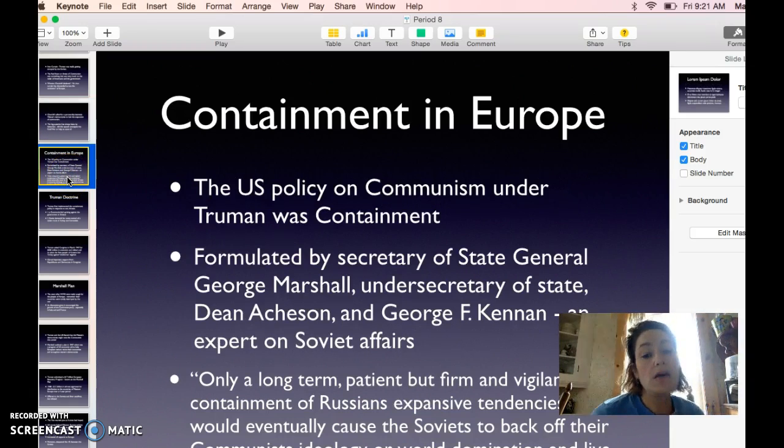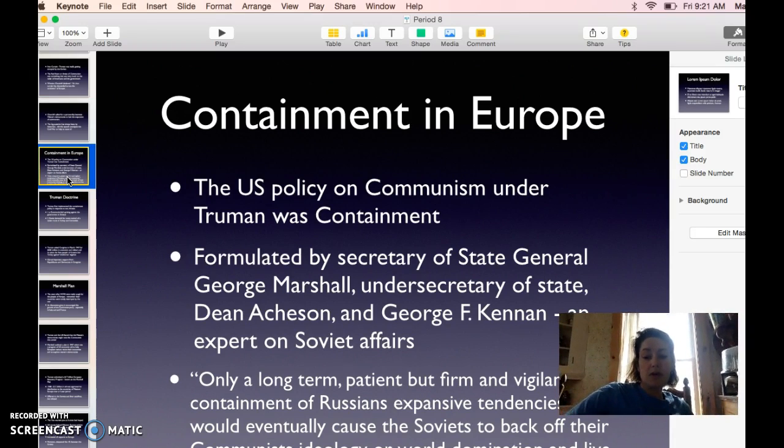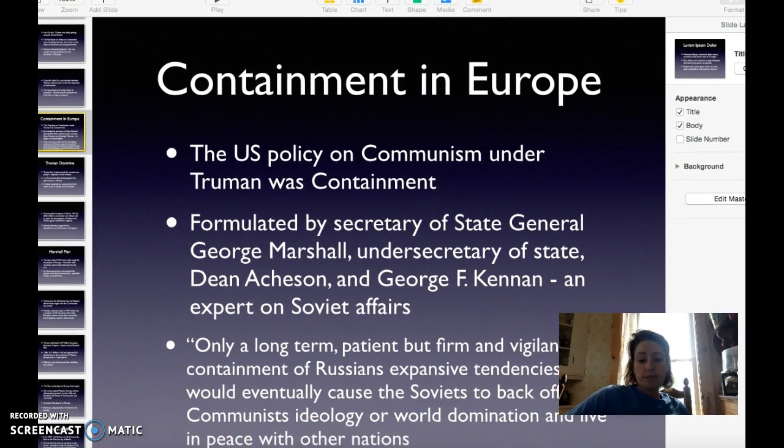So what does the United States do in this case? Well, we decide that we are going to maintain what we call a policy of containment. So we are looking at containment in Europe. When we contain something, we try to keep it to the space that it's in already. We don't want it getting bigger. We don't want it expanding. We want it to stay where it is and not grow.